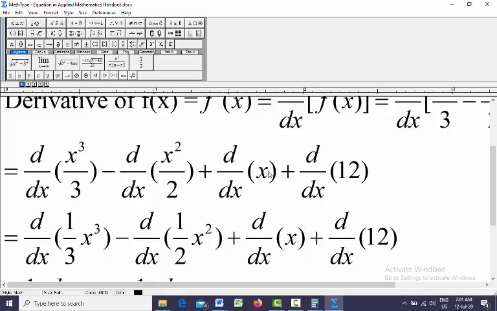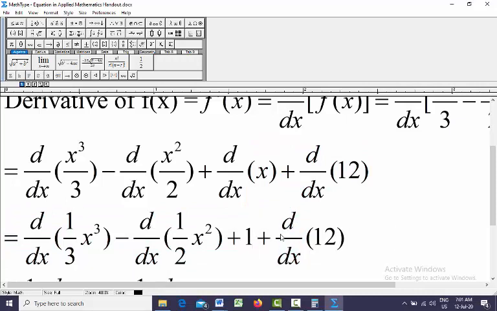So here we have only x, and we are doing differentiation of x with respect to x. And here the answer will be 1. Right. So here we have only 1x. That's why when you do differentiation, the answer is 1.